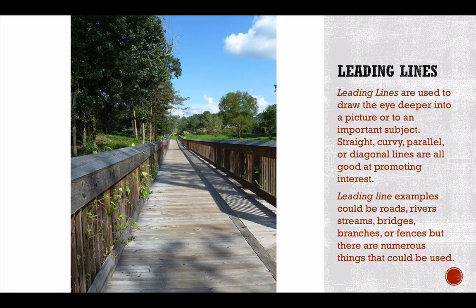Here, what it says is that leading lines are used to draw the eye deeper into a picture or into an important subject. Now, it's not unusual with leading lines that the lines can serve as a subject. But here you can see through this photograph that the lines of the bridge draw the viewer's attention into the landscape. Some other examples of leading lines include roads, rivers, streams. Railroad tracks are awesome in terms of lines, bridges, branches, and there are so many others.